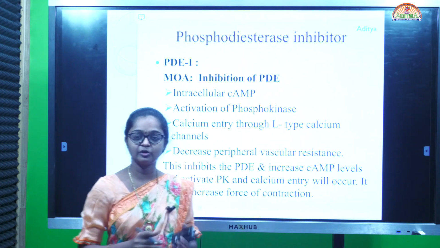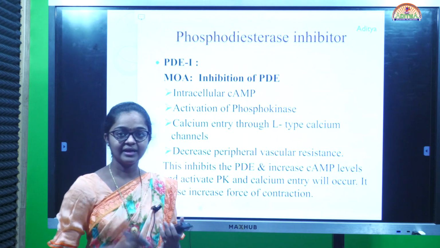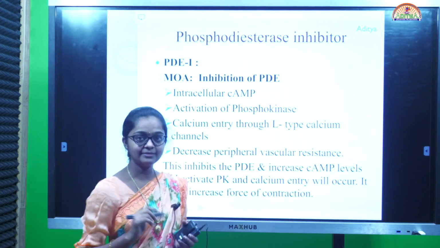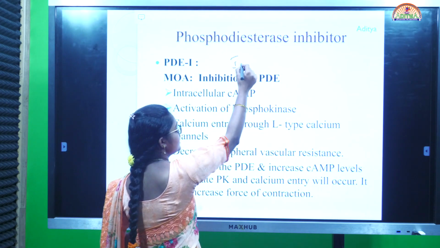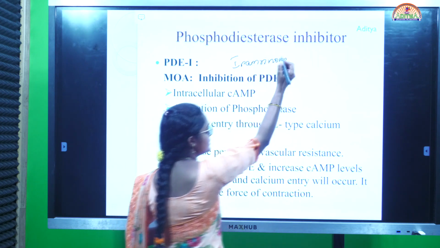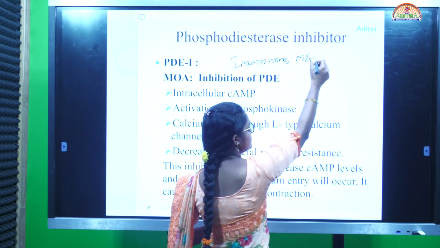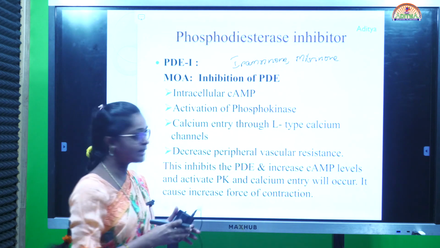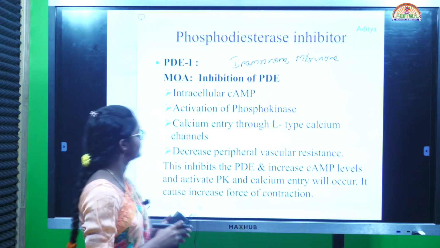Drugs with positive inotropic effect include cardiotonics, phosphodiesterase inhibitors and beta-adrenergic agonists. Cardiac glycosides include digoxin, digitoxin and ouabain, and phosphodiesterase inhibitors include inamrinone and milrinone. These are the drugs involved in phosphodiesterase inhibitors. In the last class we discussed cardiac glycosides. Now we are going to discuss phosphodiesterase inhibitors and drugs without positive inotropic effect.